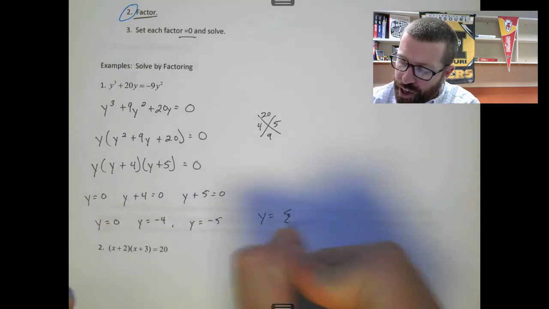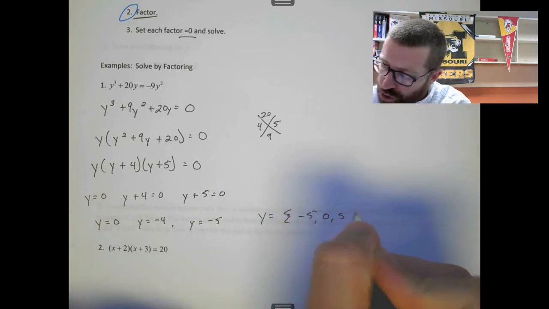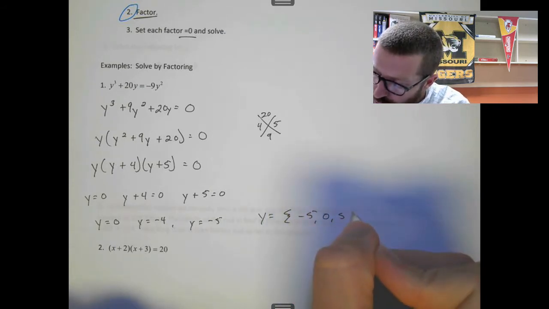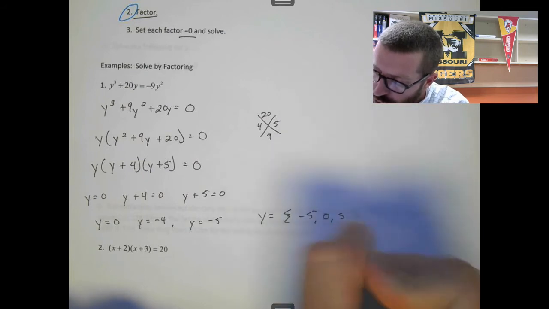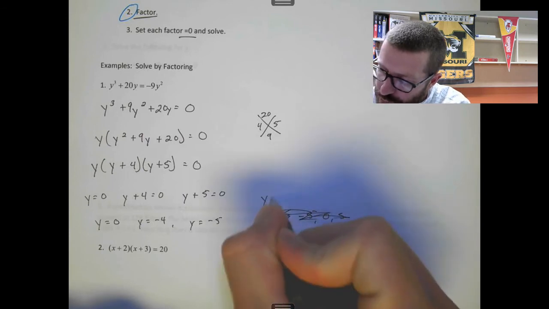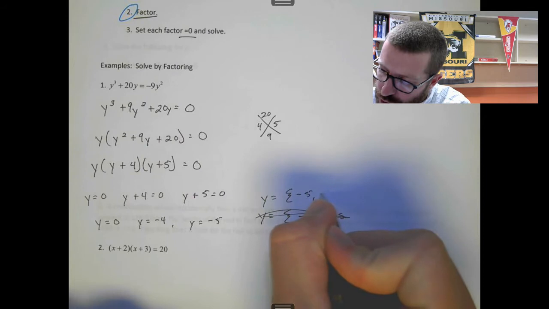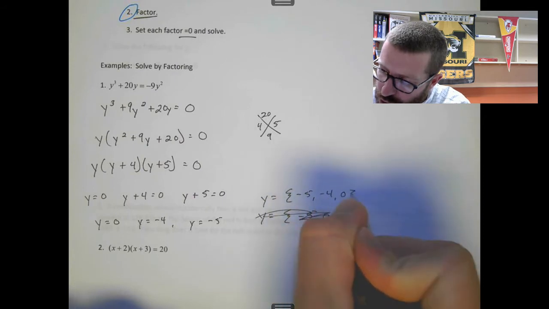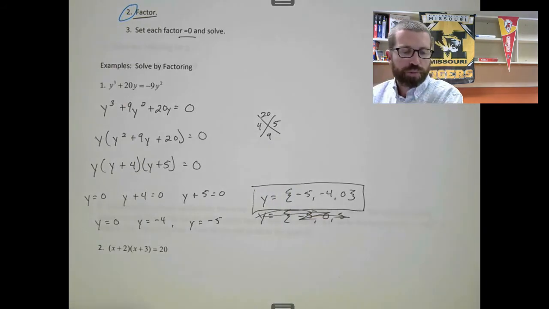To write it as a set, use those commas, and oh, it's -5. I guess I wrote them in the wrong order. We'll just rewrite that. Sorry about that. -5, -4, and 0. They don't have to be in the right order, but it's good practice to put them in the right order.